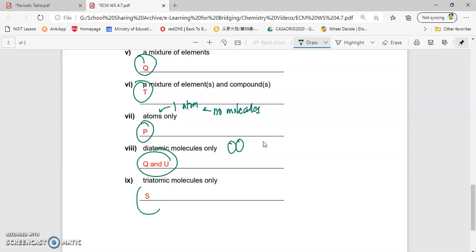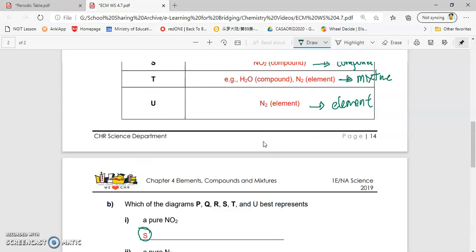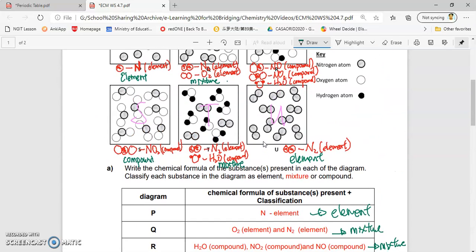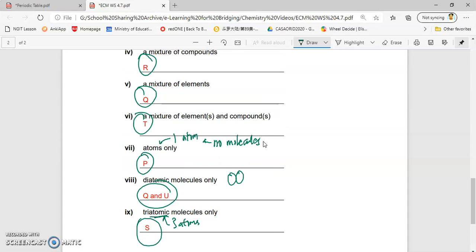And last one, triatomic molecules. Triatomic means three atoms combined together. So if I go to S, you can see here, all of them are 3 by 3 by 3 by 3. So this is triatomic molecules. So our last answer is S.